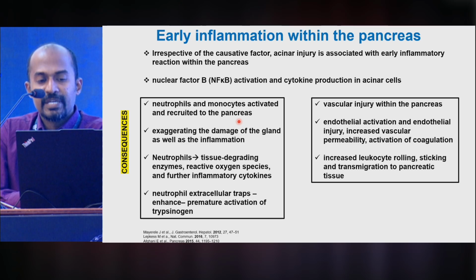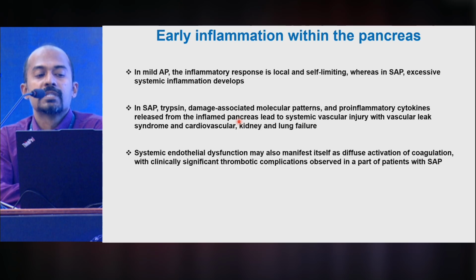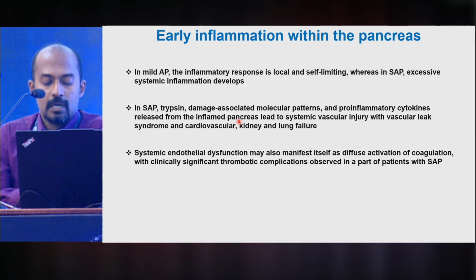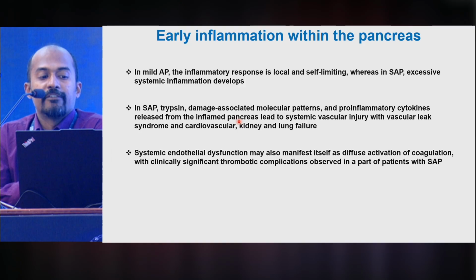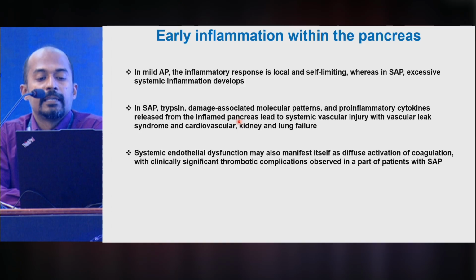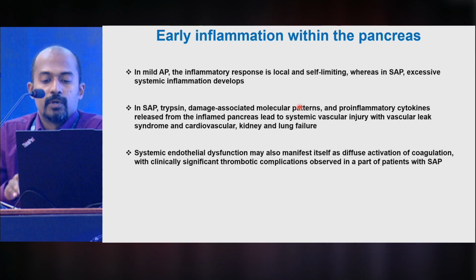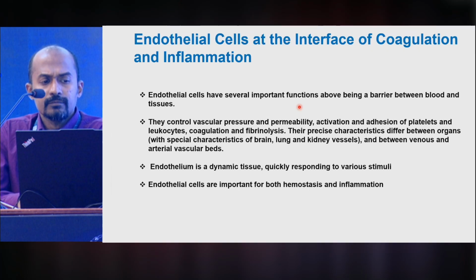When this inflammation intensifies and becomes systemic, it leads to systemic vascular leakage and finally damage to the cardiovascular system, with kidney and lung failures. Systemic endothelial dysfunction may also manifest itself as diffuse activation of coagulation with clinically significant thrombotic complications as well.